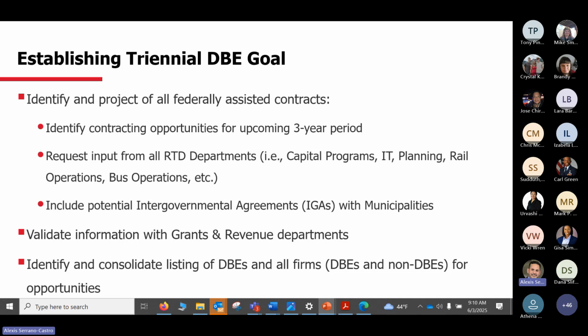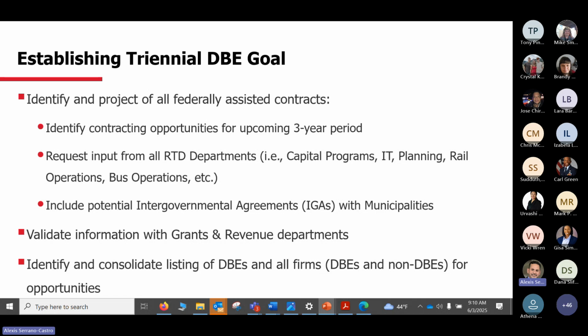Those IGAs are projects where RTD is the direct recipient under the USDOT, but we're not the project owner. To give you 2 examples, 16th Street Mall reconstruction is an IGA. RTD is recipient, and we manage the DBE program, but the City and County of Denver is the owner of the contract, and they are the ones advertising and managing the contract. But we, RTD, are the ones managing the DBE requirements. Same thing with the Colfax BRT construction, which is another IGA. We have a Broomfield IGA. We have several different ones.